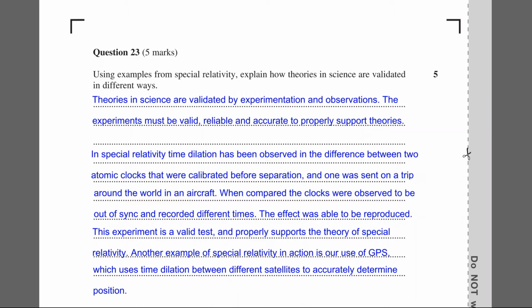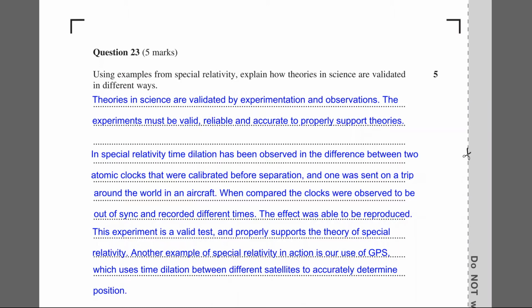So we have to make sure our experiments are valid, reliable, and accurate to properly support theories. In the case of special relativity, time dilation has been observed in the difference between 2 atomic clocks that were calibrated before separation. One was sent on a trip around the world in an aircraft. When compared after that, the clocks were observed to be out of sync and actually recorded different times as having passed. This effect was able to be reproduced.